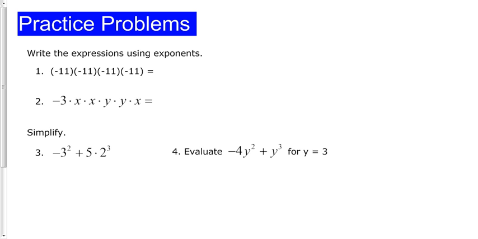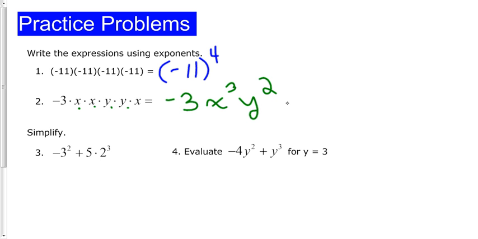All right, here are some samples for you to do on your own. Number 1, I just want to write this using exponents. So all I have to do is say, well, I'm using negative 11 as a base 4 times. So it's negative 11 to the 4th. In number 2, I've got negative 3. I've got 1, 2, 3 x's, so negative 3 x to the 3rd, 2 y's, y squared.